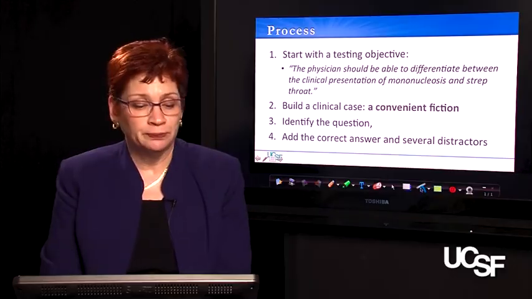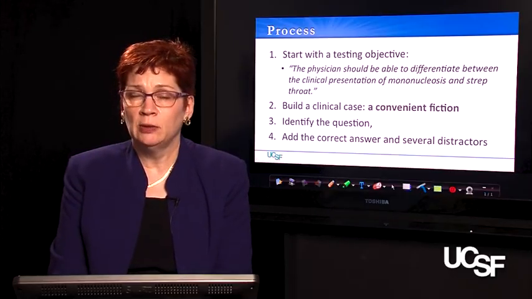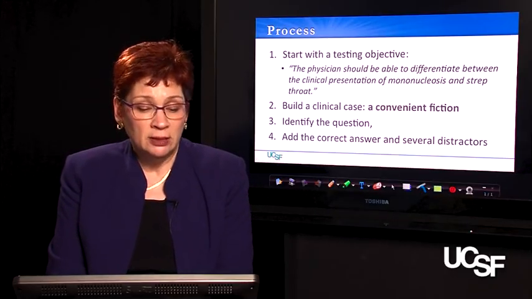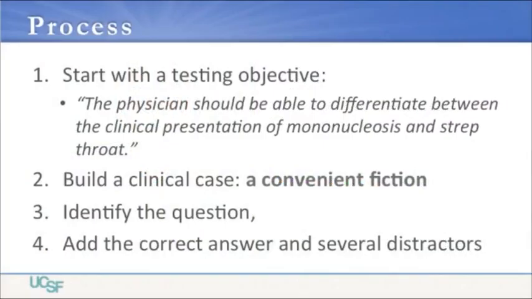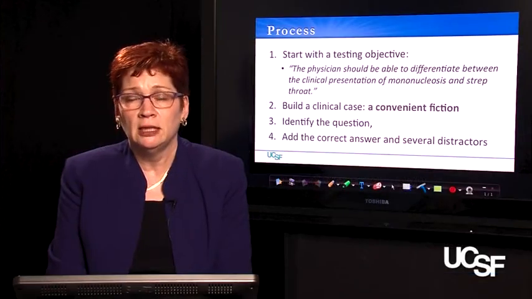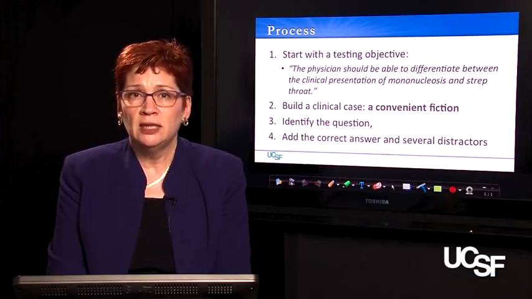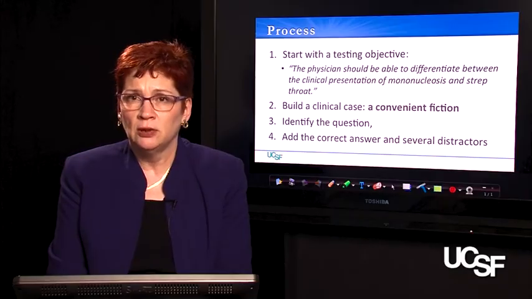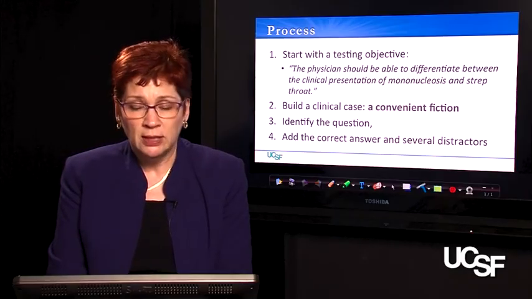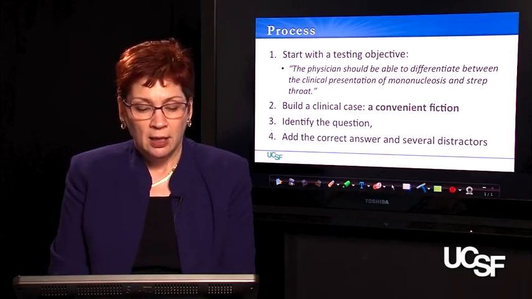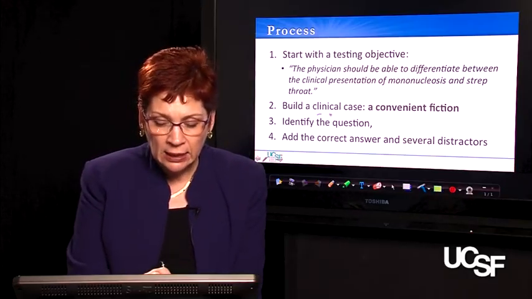So this is what we do. First, you start with a testing objective. It might read something like this: the good physician should be able to differentiate between the clinical presentation of mononucleosis and strep throat. That's a perfectly good testing objective. And we actually might even say that a third-year medical student should be able to differentiate between those two entities, because they're so common. Then we're going to build a clinical case.